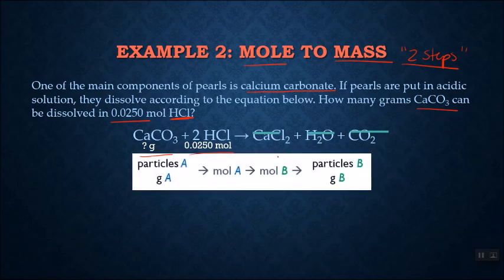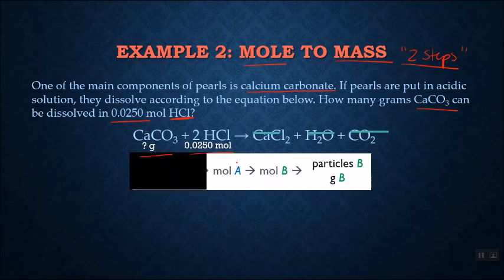Now looking at our map, where are we starting and where are we going? We're starting with moles, so that means we can black out the moles or the particles in grams of A. And we're going to grams of the calcium carbonate. So that would be this component over here. All right, we're going to go 2 steps. So this is the first step, and then this is the second step here. So we got to go to the moles of B and then to the grams of B.